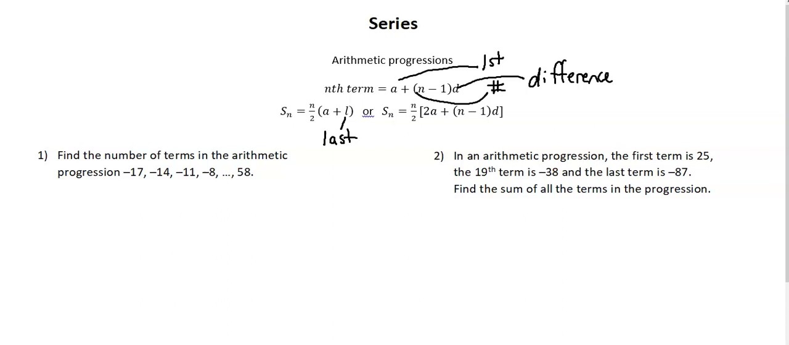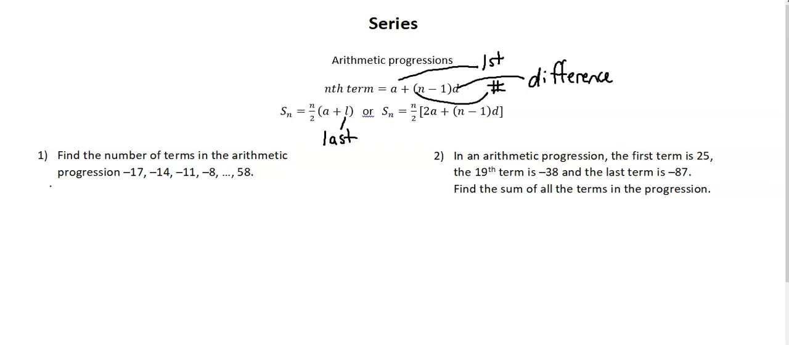We'll work through two examples. One, find the number of terms in the arithmetic progression negative 17, negative 14, negative 11, negative 8, on through to 58. Here we're going to use the nth term formula.